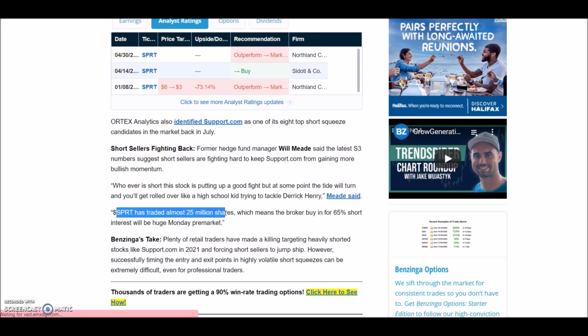SPRT has traded almost 25 million shares, which means the broker buy-in for 65% short interest will be huge. Sometimes when there is very high short squeeze potential and people start buying out of the money call options, like for AMC and GME, at one point the brokers also start to buy the shares in case it goes out of the money. Then it triggers a short squeeze and then it triggers a gamma squeeze. So keep that in mind whenever this happens.